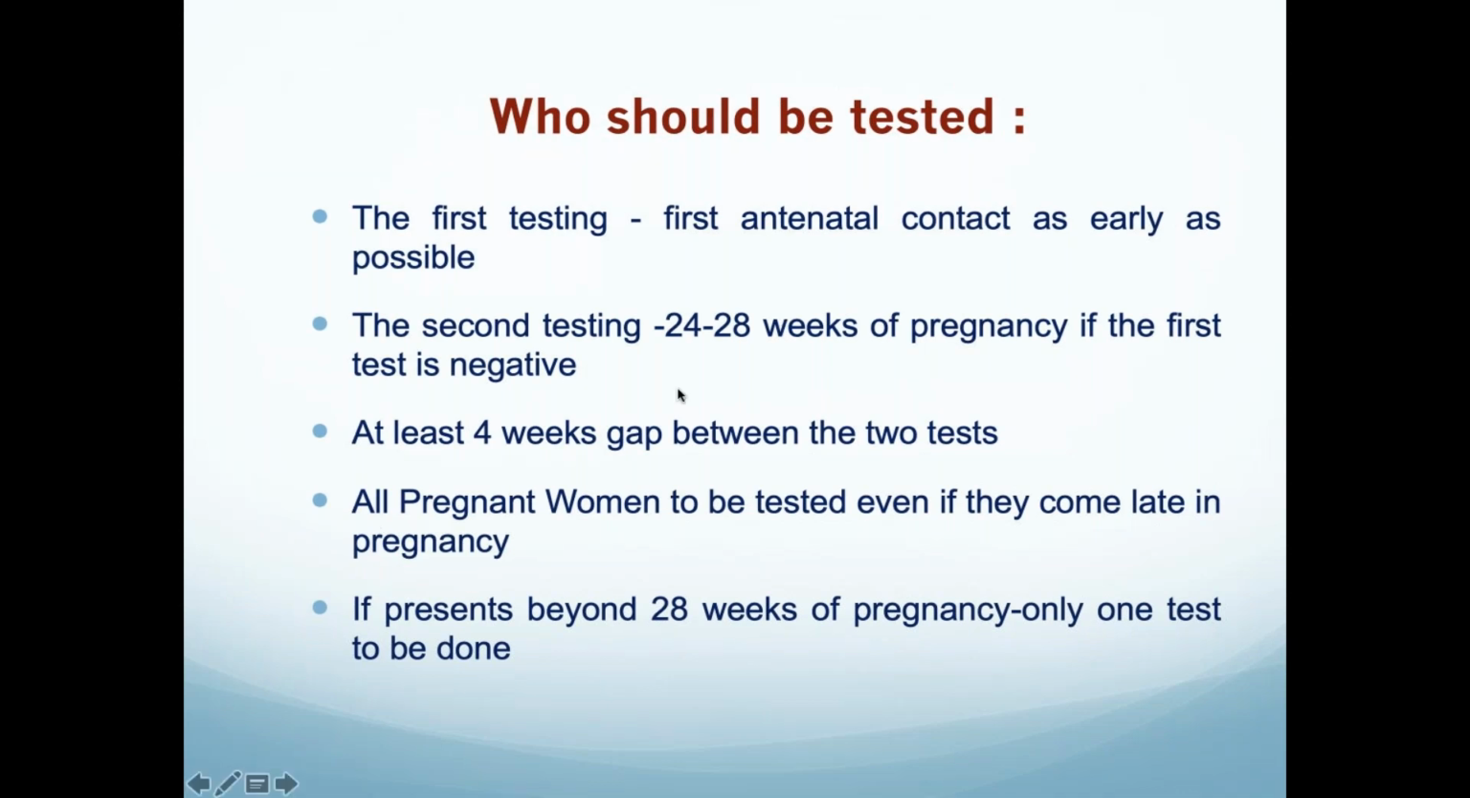The first testing is at the first antenatal visit as early as possible, and the second testing is at 24 to 28 weeks. The high risk cases can be tested early, and all pregnant women should be tested even if they come late in the pregnancy.